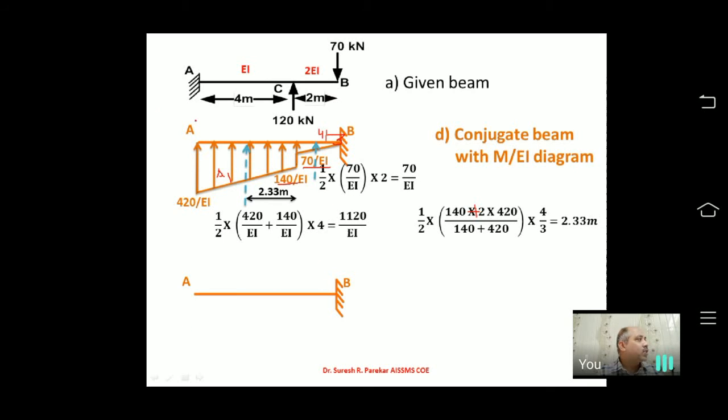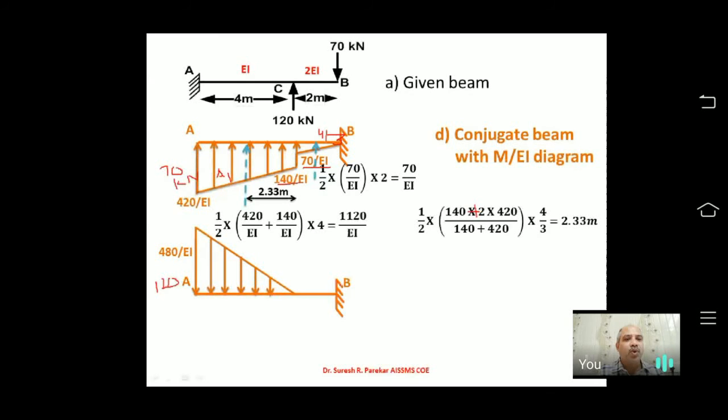Now I will go with the second, which is due to 120 kilonewton. So first I got this due to 70 kilonewton, and now I will go with the second, which is due to 120. Now you can see these values. So we are in this fashion. Now the M by EI diagram will be the M diagram, because in CB we have moment due to 120, and therefore it stays as it is, 480 upon EI.